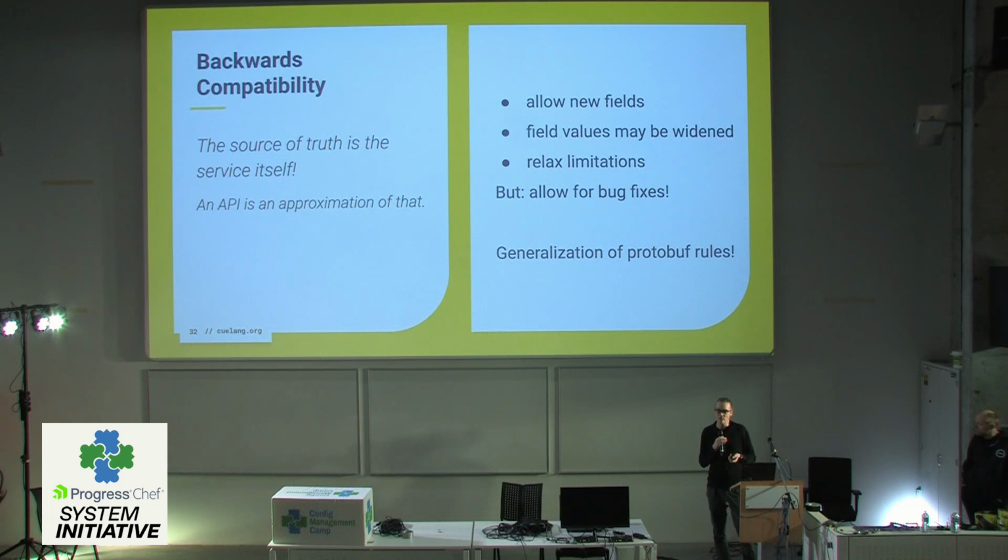Which basically means that if we allow for bug fixes in the API, that means we should allow for what you could consider backwards incompatible changes in the API. But they're really bug fixes. So the idea is to get the API to converge on what is reality.